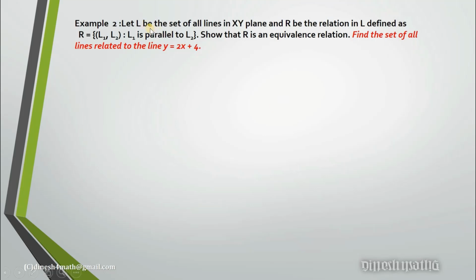Similarly, this question is: let L be the set of all lines in the XY plane and R be the relation in L defined as R equal to L1, L2 such that L1 is parallel to L2. Now show that R is an equivalence relation. Here you can see there is one more additional part: find the set of all lines related to the line y equal to 2x plus 4. That I will explain. So again, just like the previous one, the relation R is L1 comma L2 such that L1 is parallel to L2, and it is defined on L, the lines in the XY plane.